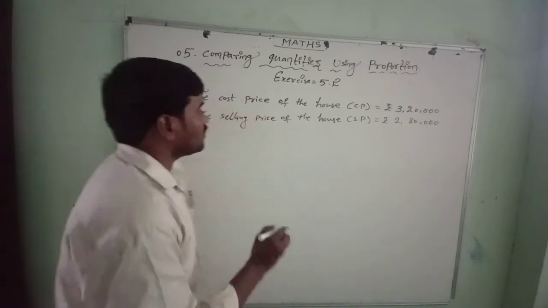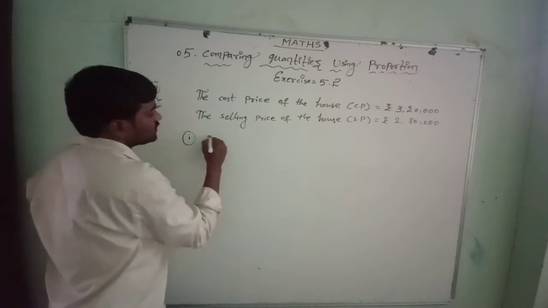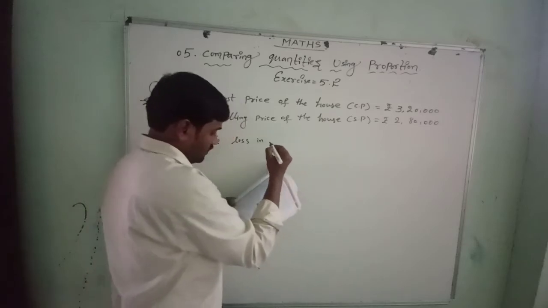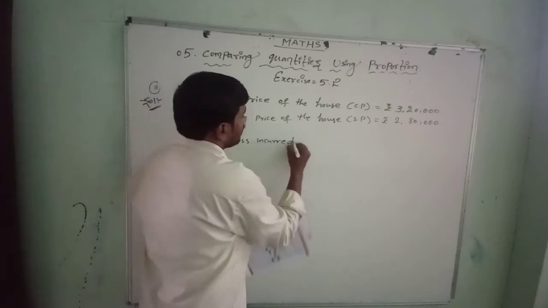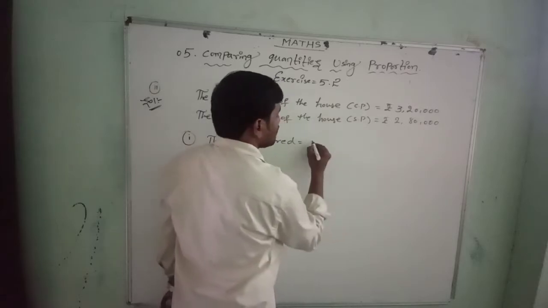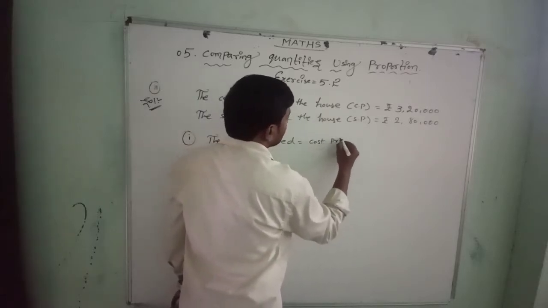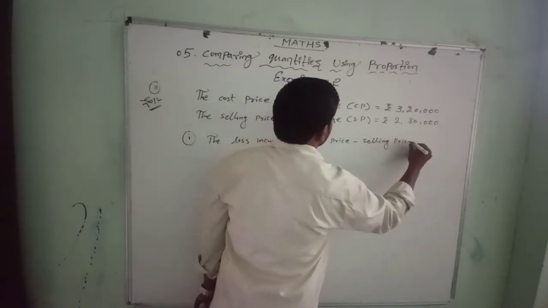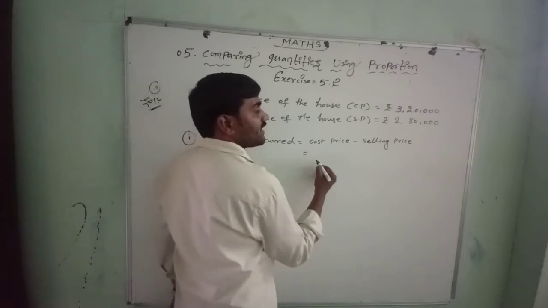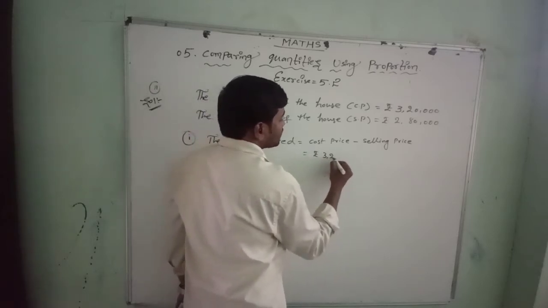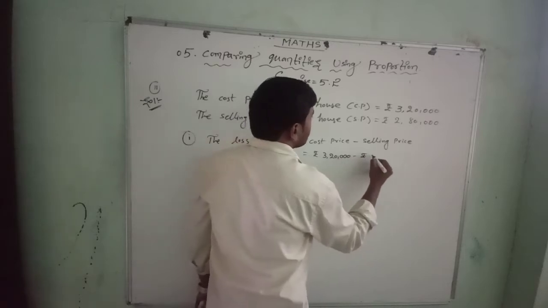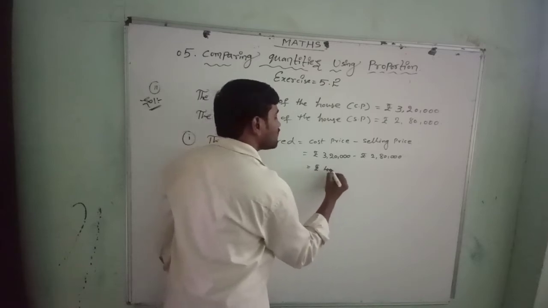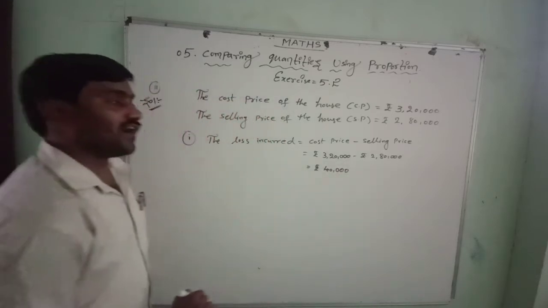That means they got a loss. The first one is the loss. The loss incurred is equal to how much loss they got? Cost price minus selling price, CP minus SP, that is rupees 3,20,000 minus rupees 2,80,000. That means they got a loss of rupees 40,000.